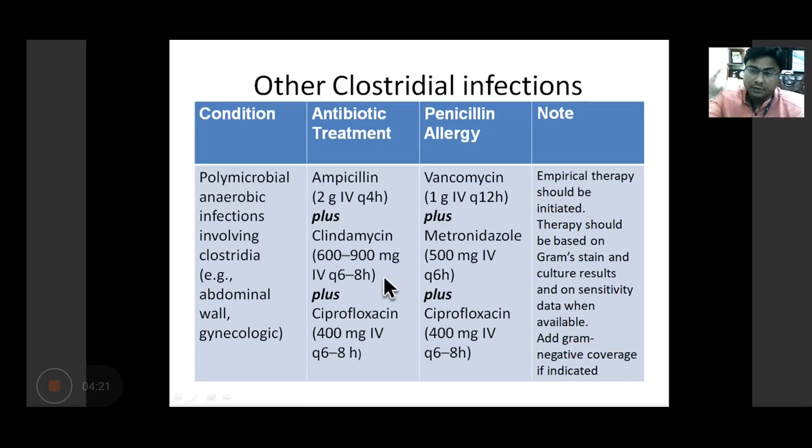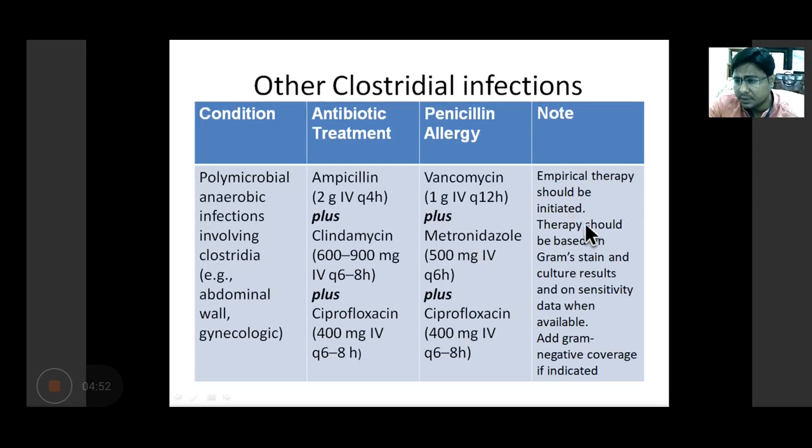So apart from metronidazole, the second choice of drug for treatment of anaerobic infection is clindamycin. So whenever you want to cover anaerobic infection, you may find in clinical practice metronidazole or clindamycin in the regimen of other antibiotics. So ampicillin, clindamycin, ciprofloxacin is one broad spectrum regimen covering anaerobic bacteria. If there is allergy to penicillin, you can shift to vancomycin, and then we can add metronidazole and ciprofloxacin.